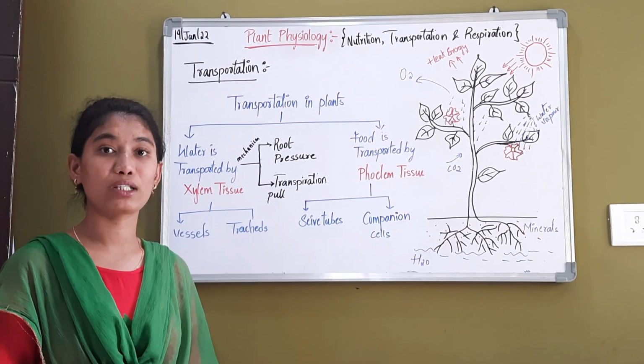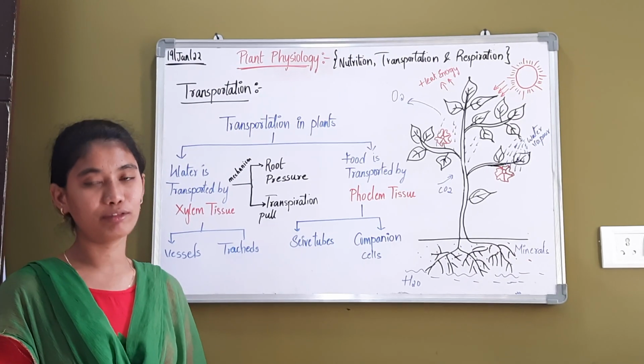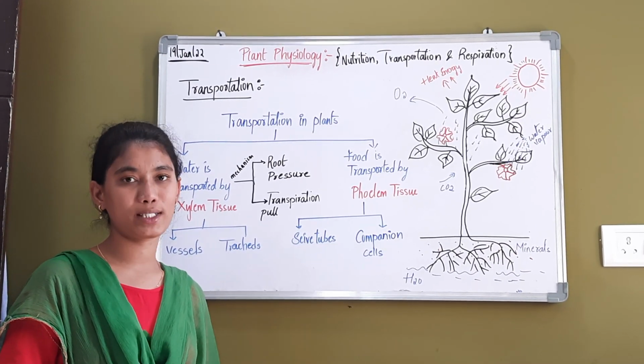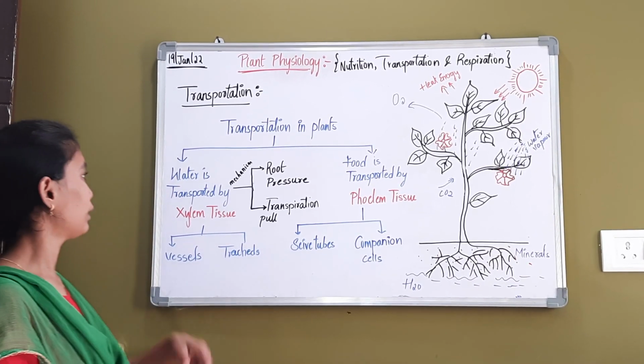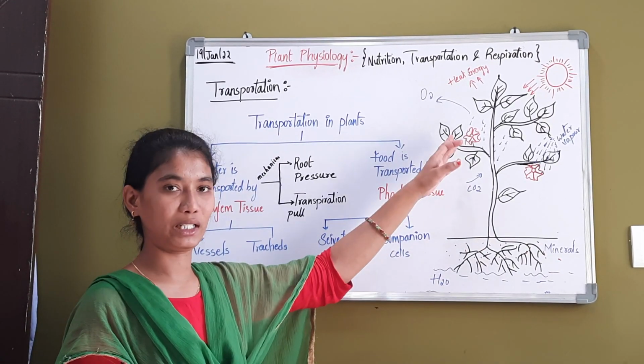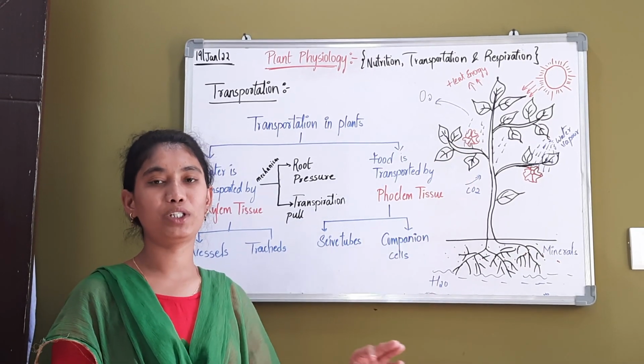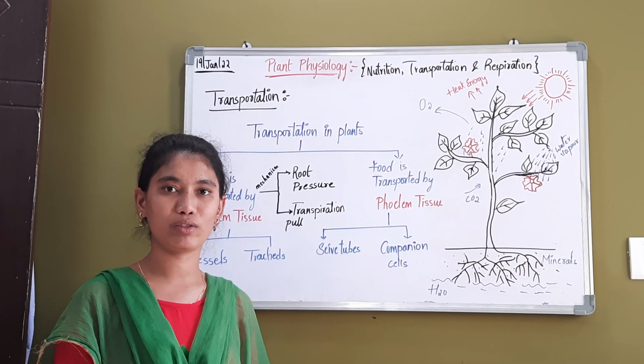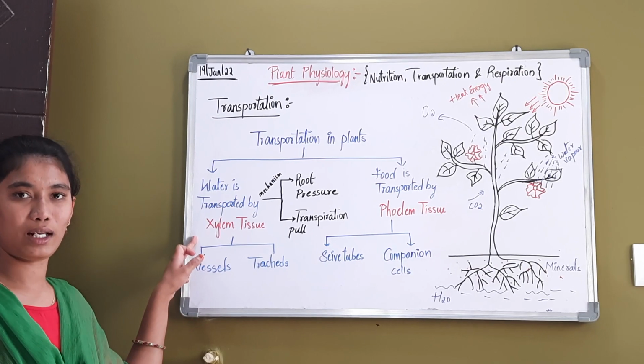Plants have to transport both water and food. First, let's see water transportation. To transport the water from the roots to the leaves, there is some tissue which is responsible for the water transportation. That is xylem tissue.